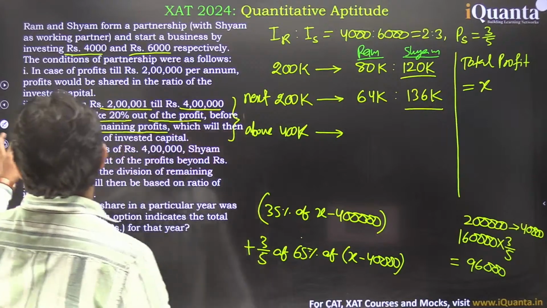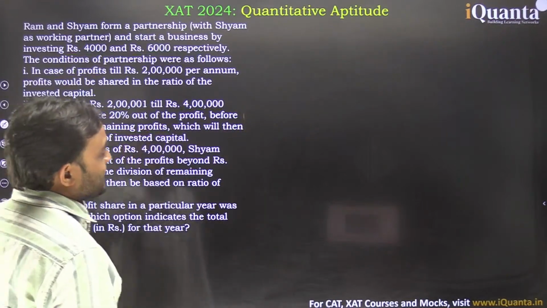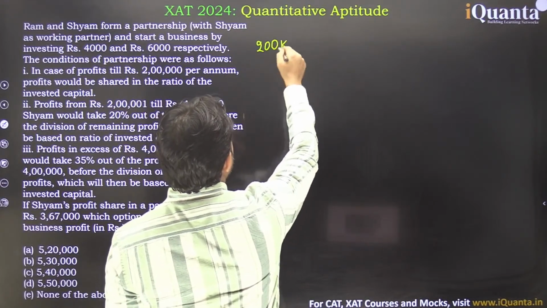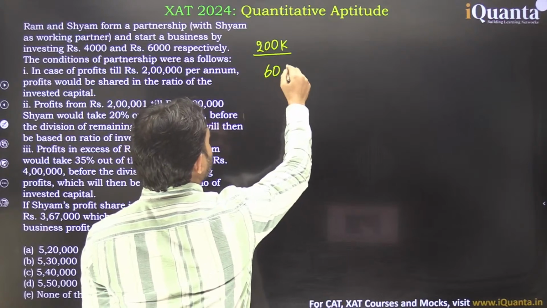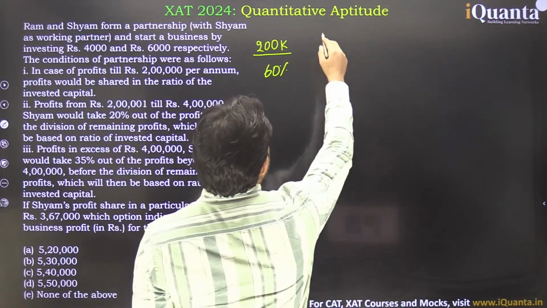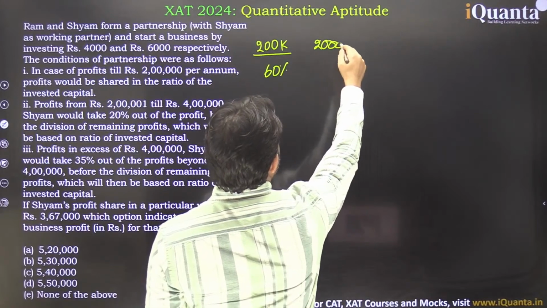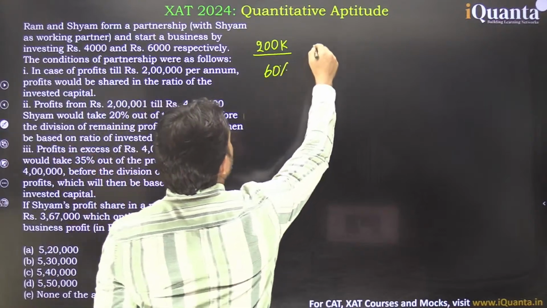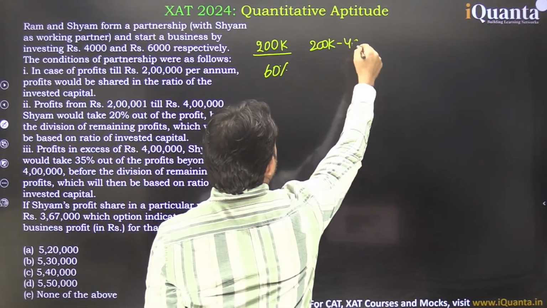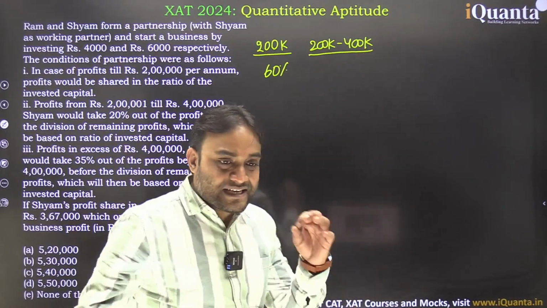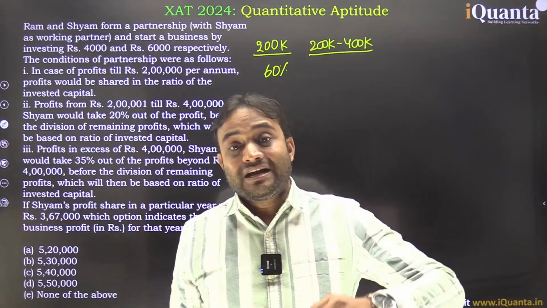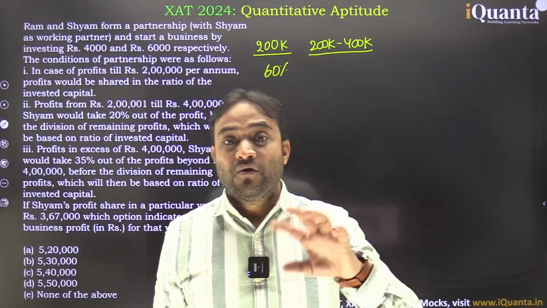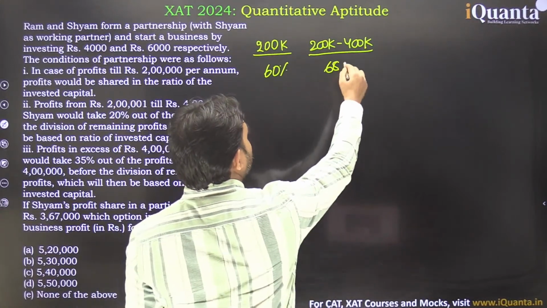But if we look at it in terms of percentages, look, 0 to 2 lakhs, the first 200K, he is getting 60%, right? Then from 2 lakhs to 4 lakhs, 200K to 400K, first he is taking 20%, and then of the remaining 80% he is getting 60%. So 48%, 48 plus 20, he is getting 68%.